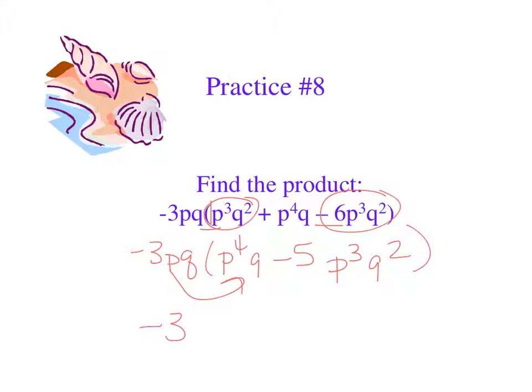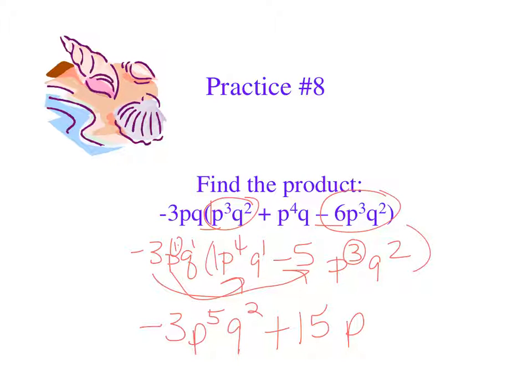Multiply my coefficients. I have a 1 here. Rewrite my base p, add my exponents. Rewrite my base q, add my exponents. Then I'm going to distribute it to the second term. Multiply my coefficients. Negative times negative is positive. Rewrite my base p, add my exponents.